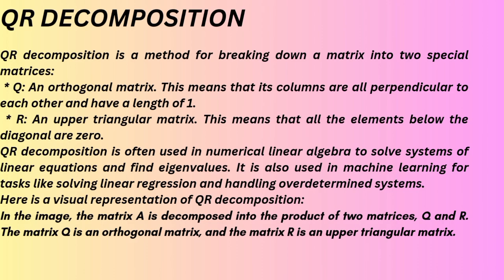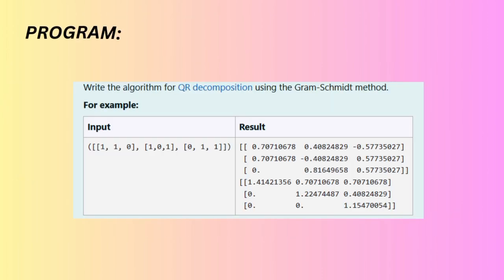QR decomposition is often used in numerical linear algebra to solve systems of linear equations and find eigenvalues. It is also used in machine learning for tasks like solving linear regression and handling overdetermined systems. Here is a visual representation of QR decomposition. In the image, the matrix A is decomposed into the product of two matrices Q and R. The matrix Q is an orthogonal matrix and the matrix R is an upper triangular matrix.